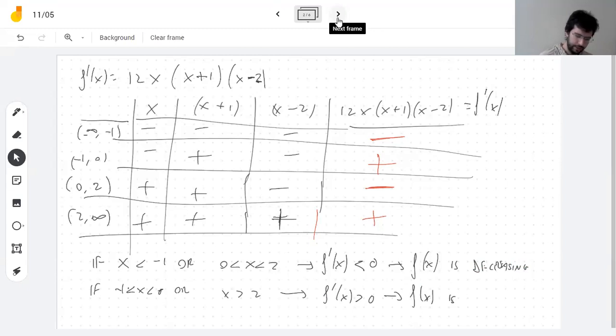If the derivative is positive, that means the function is increasing. So that's it, that's the solution. I'm gonna draw a picture to see if I did it right, but I'm done. Any questions?